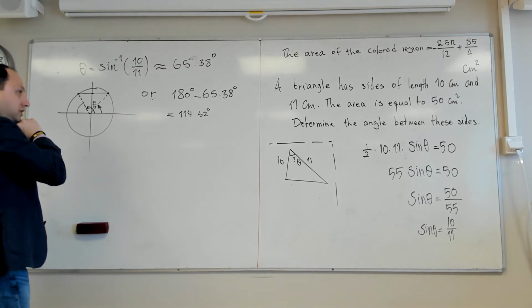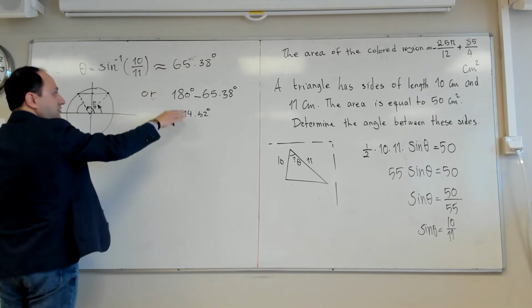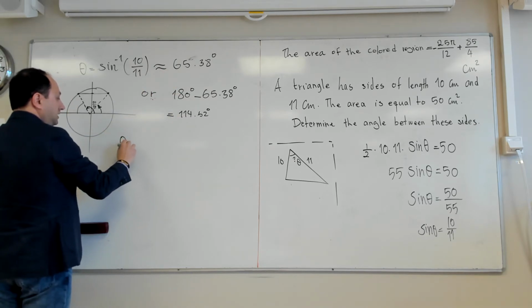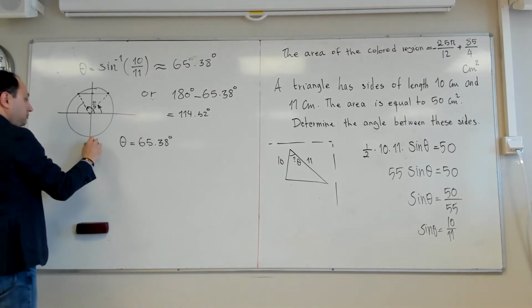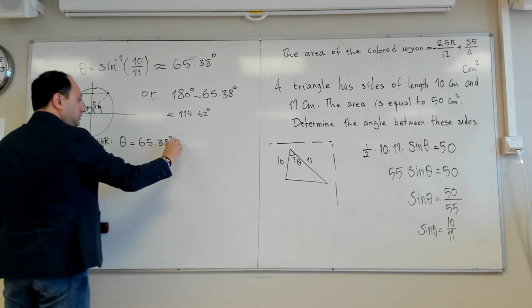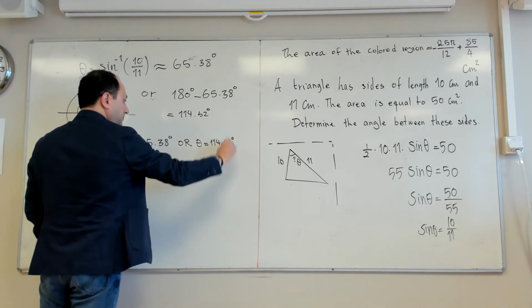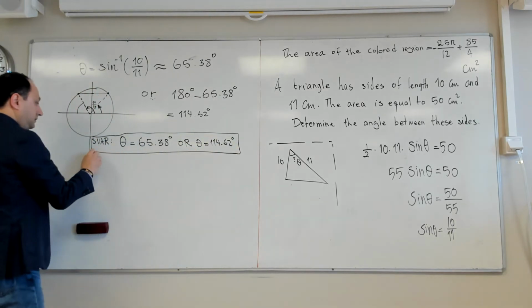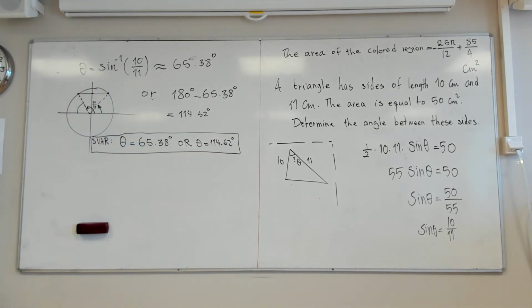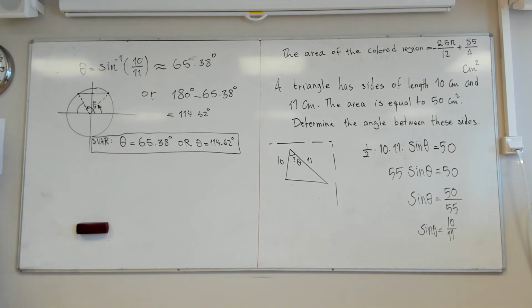So if I want you to understand it a little bit better, first of all, the answer is finished here. You should say that theta is equal to 65.38. This you should provide as the answer. Or theta is equal to 114.62. This you need to provide as the answer. So remember this. Let me talk about cosine later, okay? Here, this is something that you need to understand.